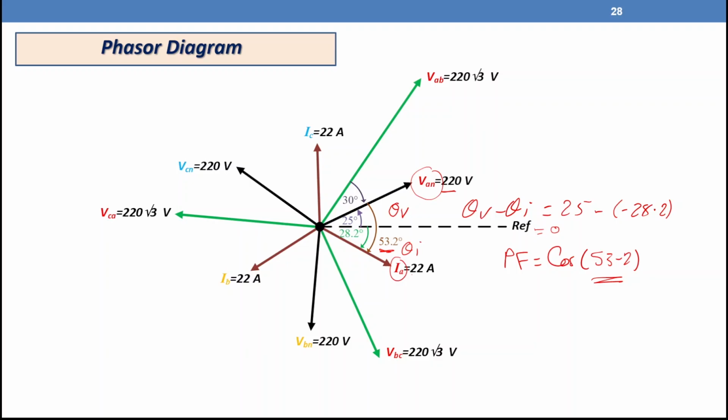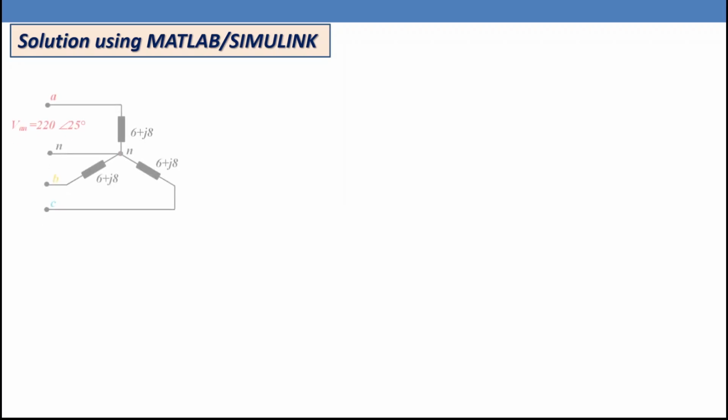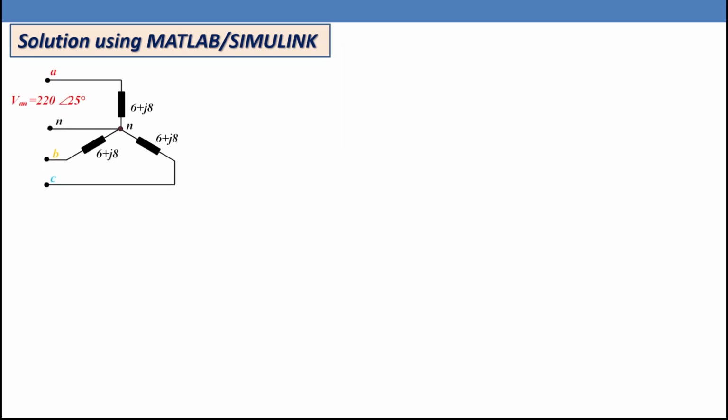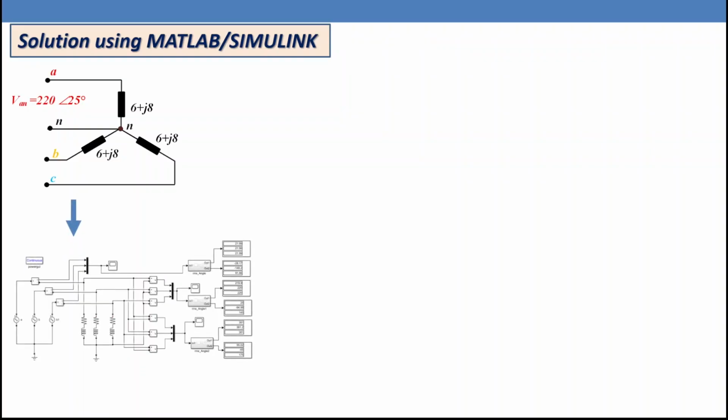So now it's time to confirm these results using MATLAB Simulink. We are going to simulate this circuit using MATLAB Simulink. The phase voltage is 220 volt angle 25 degrees. The load is balanced. The impedance is 6 plus J8 ohm per phase. We are going to build this circuit using MATLAB Simulink, and I'm going to speak about this circuit in detail when we move to the Simulink platform.